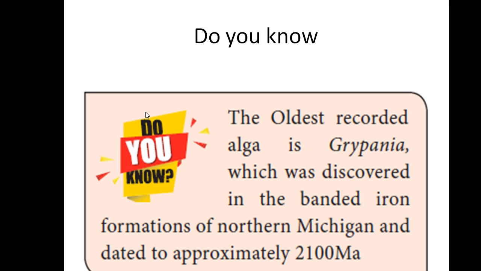Next, this is very, very important for you. The oldest recorded algae is Grypania, which was discovered in the banded iron formation in northern Michigan and dated to approximately 2100 million years. So Grypania is a very old record of the algae, which is present in the banded iron formation.